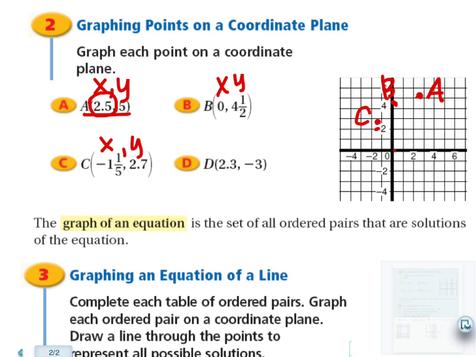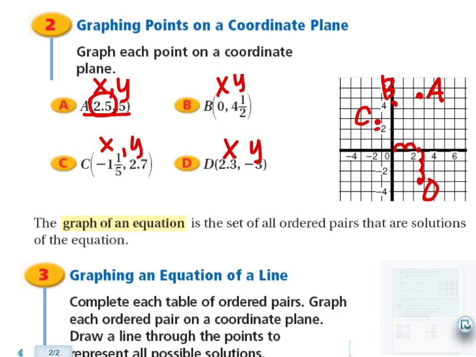So we're going to go out 1, 2, and then we're going to go 0.3 further, and then it's a negative 3, so that tells us to go down. So we're going to go 1, 2, 3 down, and our point will be about right there. And then we got it.